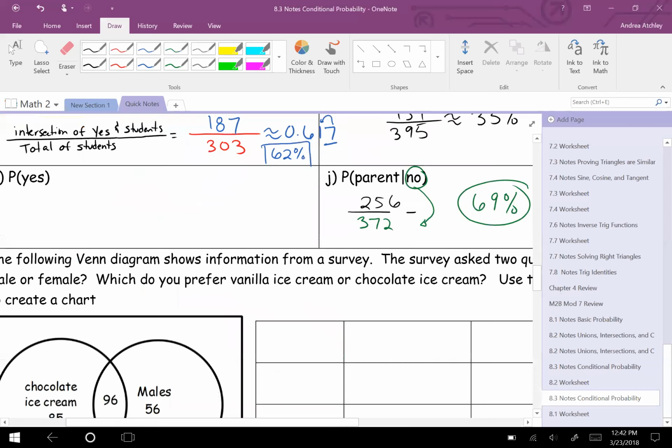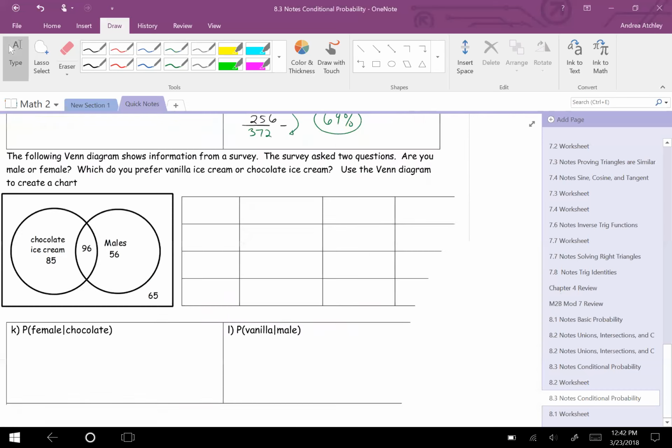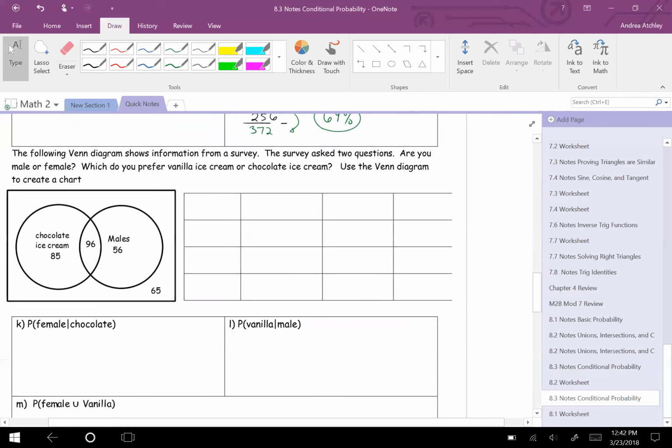Okay. Now we're going to take a Venn diagram and put it into a chart. Okay, so we have to read. The following Venn diagram shows the information from a survey. The survey asks 2 questions. Are you male or female? And which do you prefer, vanilla ice cream or chocolate ice cream? Use the Venn diagram to create a chart.